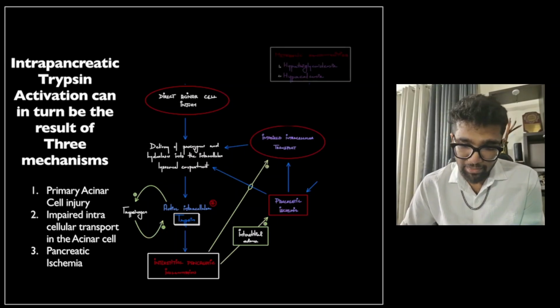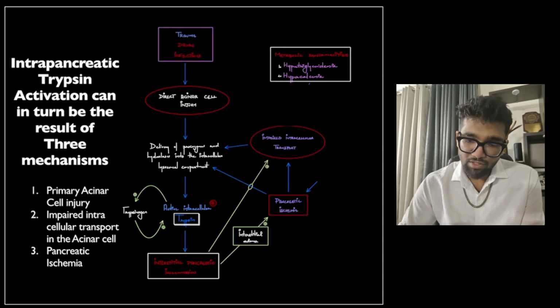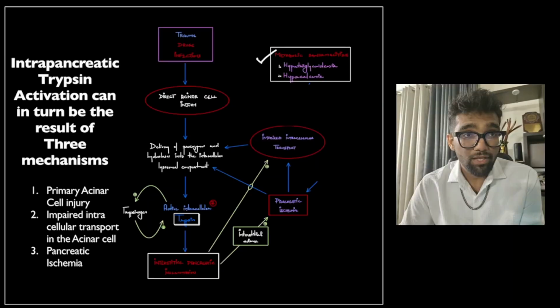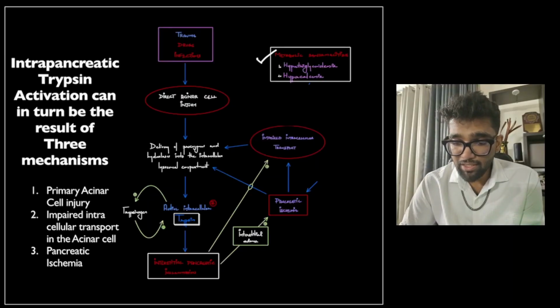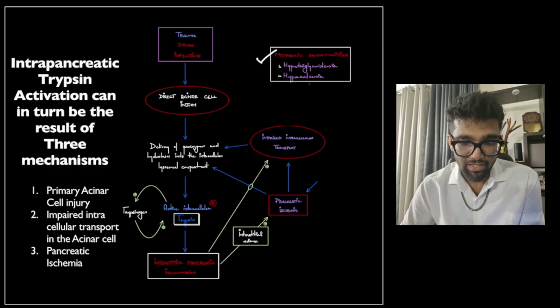Now, importantly, the primary cause of your impaired intracellular transport is metabolic abnormalities, and there are two metabolic abnormalities that are particularly important clinically, that is hypertriglyceridemia and hypercalcemia. Okay, so increased serum calcium levels and triglyceride levels.